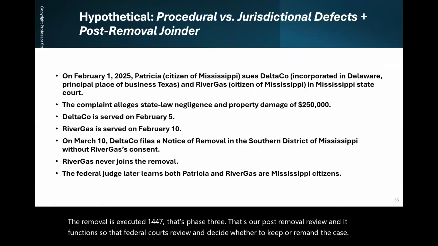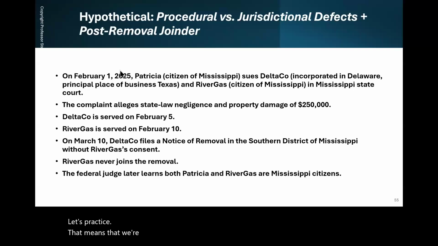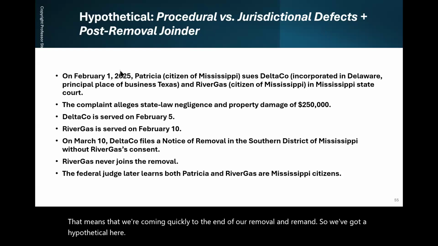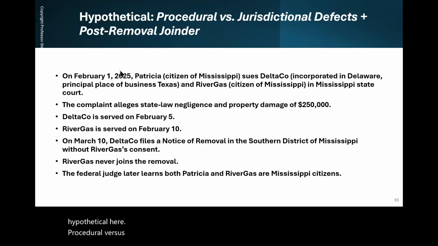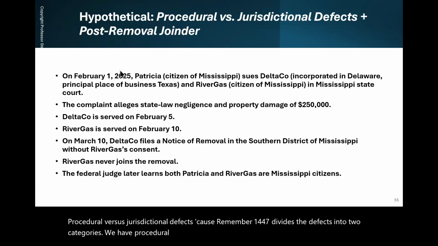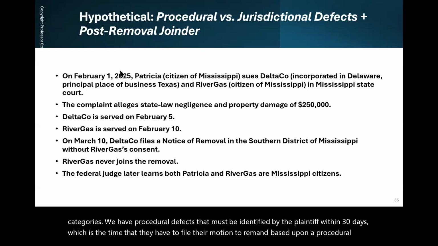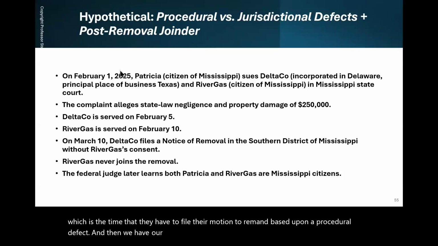Let's practice. That means that we're coming quickly to the end of our removal and remand. So we've got a hypothetical here. Procedural versus jurisdictional defects. Because remember, 1447 divides the defects into 2 categories. We have procedural defects that must be identified by the plaintiff within 30 days, which is the time that they have to file their motion to remand based upon a procedural defect. And then we have our jurisdictional defects that can be raised at any time before the final judgment.